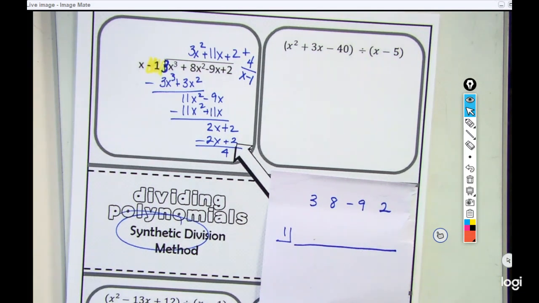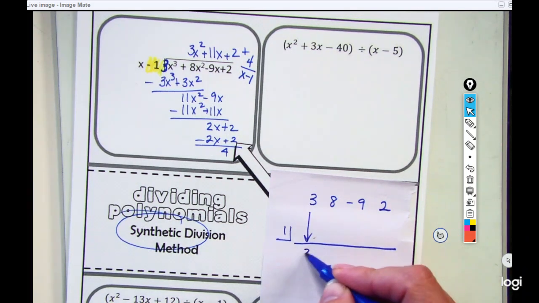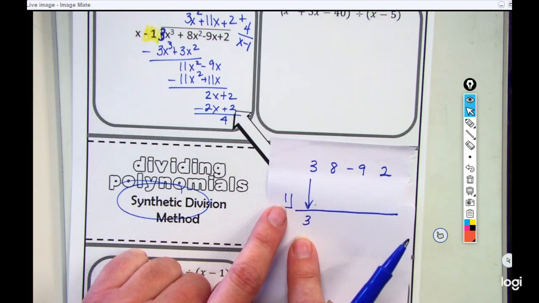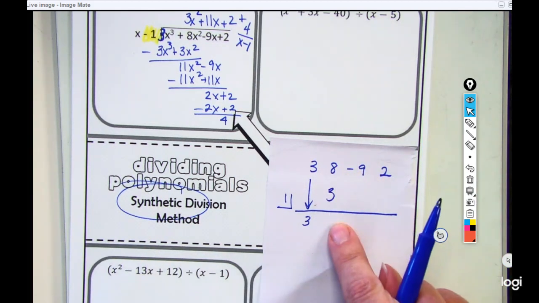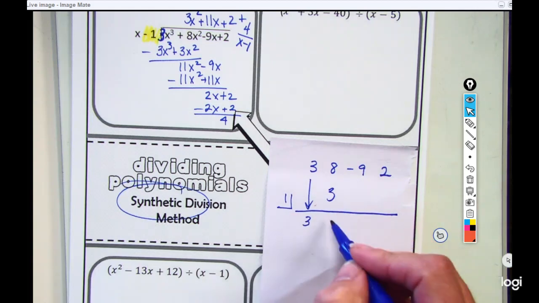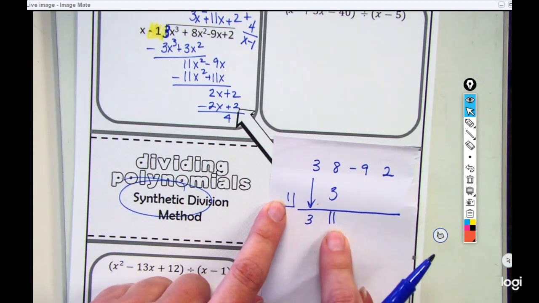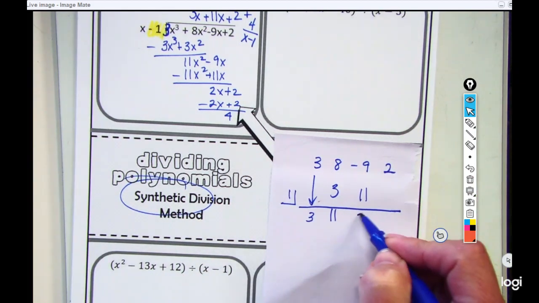After we do this pattern a couple of times, you guys are going to be okay, I promise. Bring down the first one. I get 3. And I'm going to go quick this time. We'll go slower, maybe. 1 times 3. Combine using the signs you see. 8 and 3 make 11. 1 times 11 is 11. Combine.